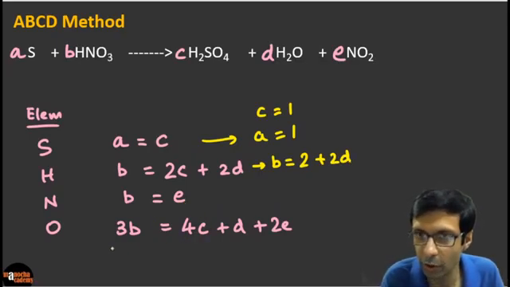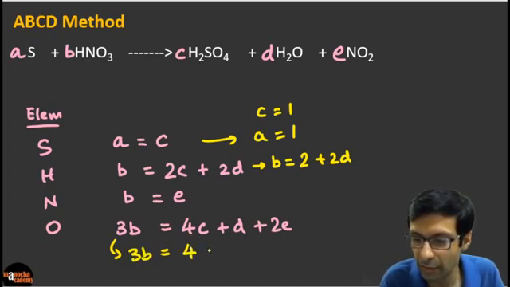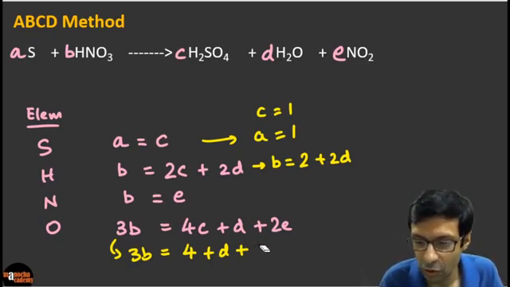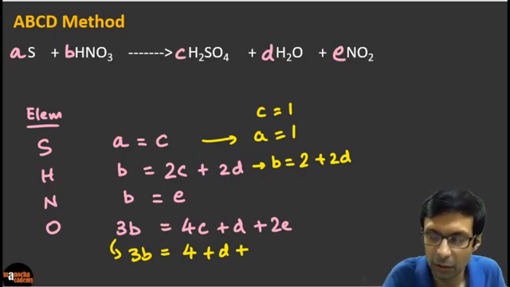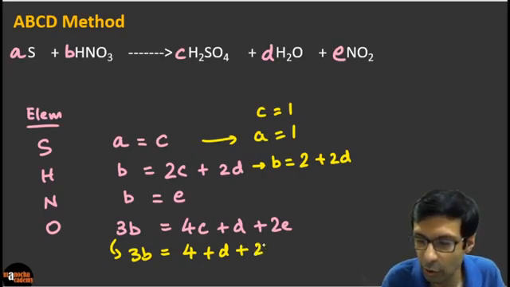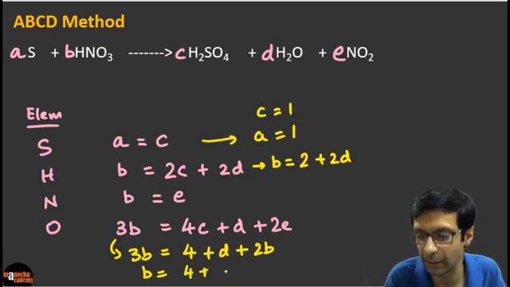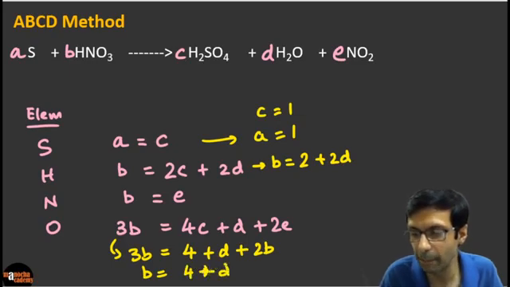And for this equation, we are going to get 3B equals 4 times C. So that's going to be 4 into 1, 4, plus we have a D plus 2E, right? And since we have B equal to E, instead of 2E, I'm going to write 2B here. Can you see that? Since B and E are the same, we're going to write 2B here. And so if we simplify this equation, 3B minus 2B, it's going to be B equal to 4 plus D here. Clear guys? So it's just doing some maths with this.